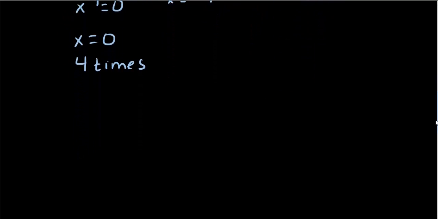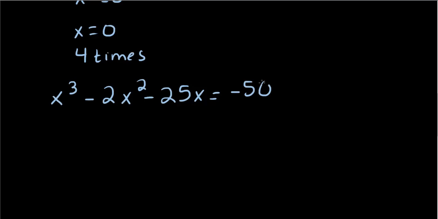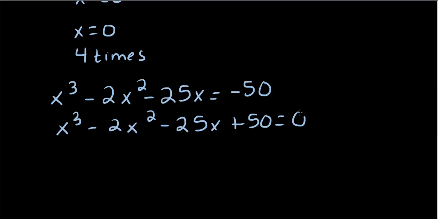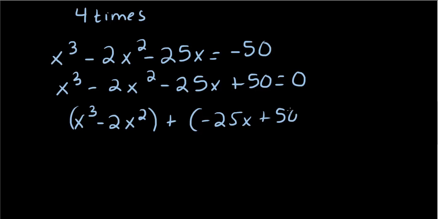Let's take a look at another example. We're going to do x cubed minus 2x squared minus 25x equals negative 50. Well, if I'm going to factor a polynomial, I have to make it equal to 0. So the first thing is to add 50 to both sides, so the polynomial can be 0. So x cubed minus 2x squared minus 25x plus 50. Now, I have 4 terms. So since I have 4 terms, I'm just going to use factor by grouping. So I'm going to group the first 2 and then the last 2. So I'll have x cubed minus 2x squared, this in parentheses, plus negative 25x plus 50 equals 0.